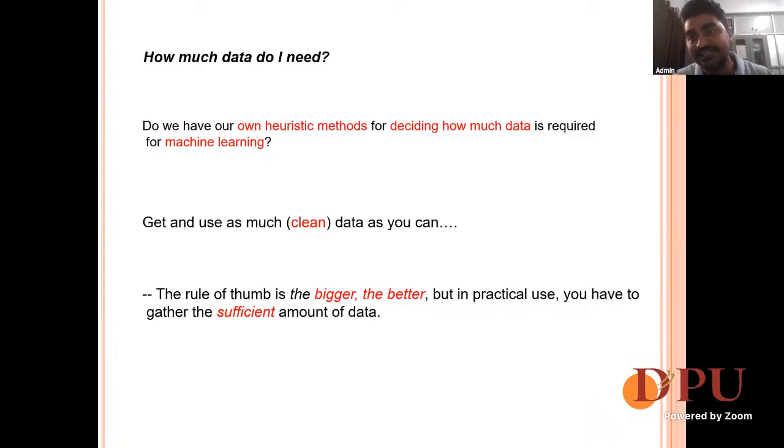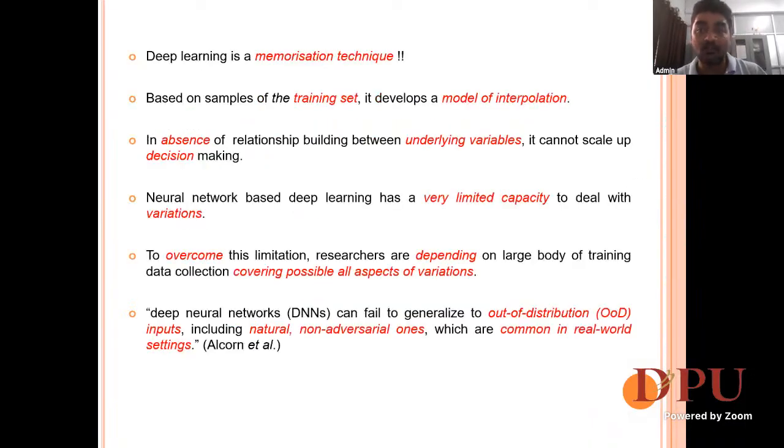So we need data. But why do we need data? Because for deep learning, the whole technique is called the memorization technique. If you have a number of points, you are trying to interpolate some other points. That is the idea. Now, the main limitation of any neural network is that they fail to understand the underlying relationship between the data.